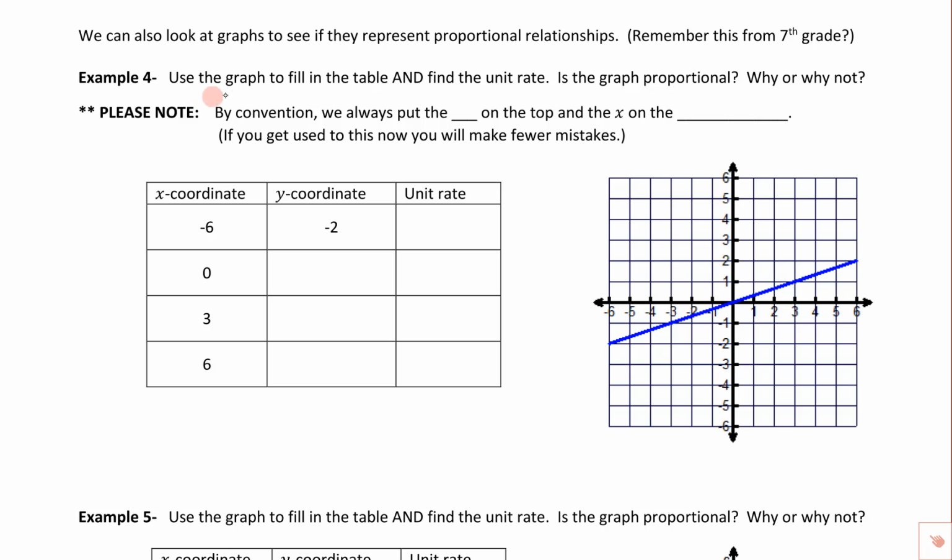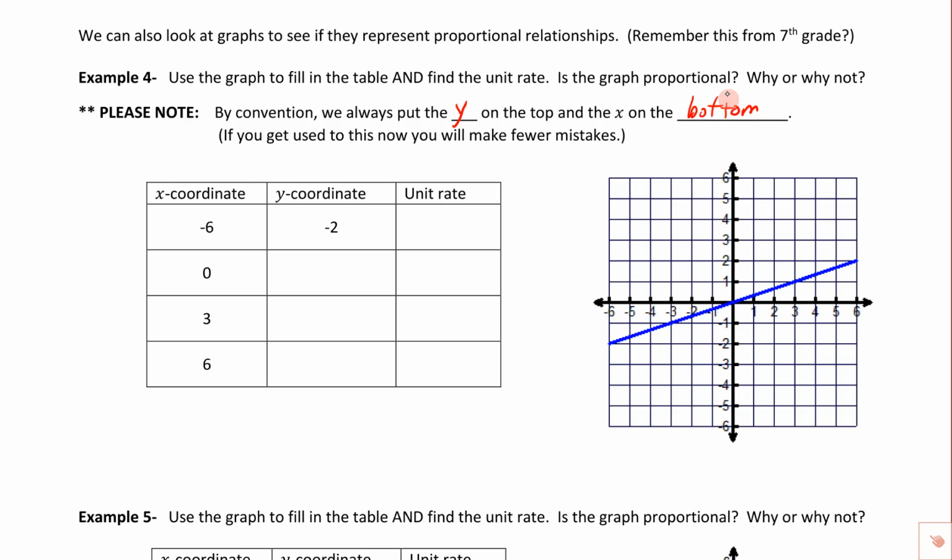So in this example, it says use the graph to fill in the table and find the unit rate. Is the graph proportional? Why or why not? And then a couple things are noted here. It says by convention we always put the y, the second one, on the top and the x on the bottom.